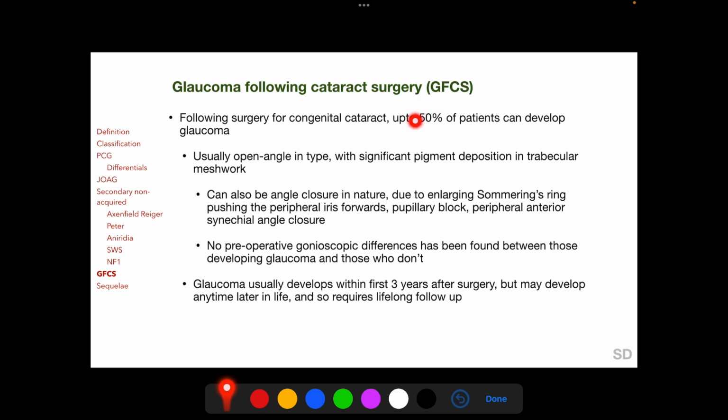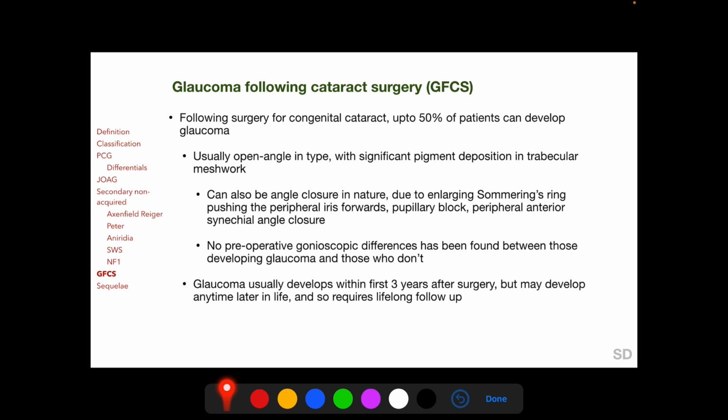Up to 50% of patients undergoing surgery for congenital cataract can develop glaucoma, and this is termed as glaucoma following cataract surgery, or GFCS. GFCS is usually open angle in type with significant pigment deposition on the trabecular meshwork, but it can also be angle closure in mechanism due to an enlarging Soemmering's ring pushing the peripheral iris forwards due to pupillary block or due to peripheral anterior synechial angle closure.